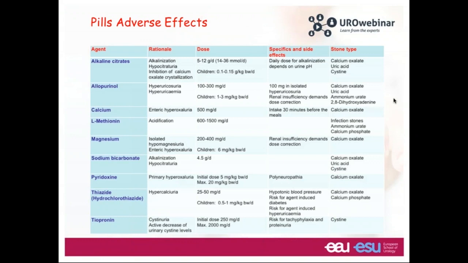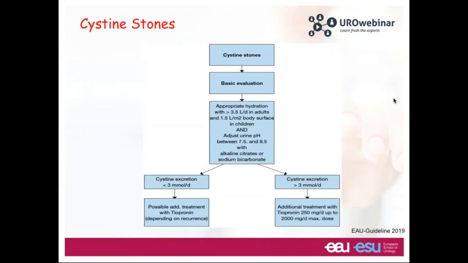So I will start stone by stone to give you the examples and the diagnostic and therapeutic algorithms that we have created within the guidelines. If you operate on a patient, you do a PCNL, and he or she comes with a cystine stone. After that, you do the basic evaluation, as we discussed, and then you have to treat the patient. So appropriate hydration with more than 3.5 liters a day in adults is very important. And this is the formula for children.